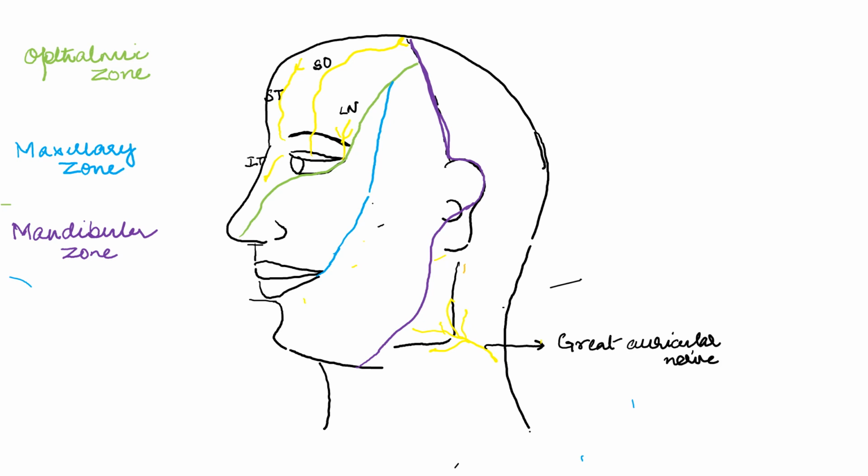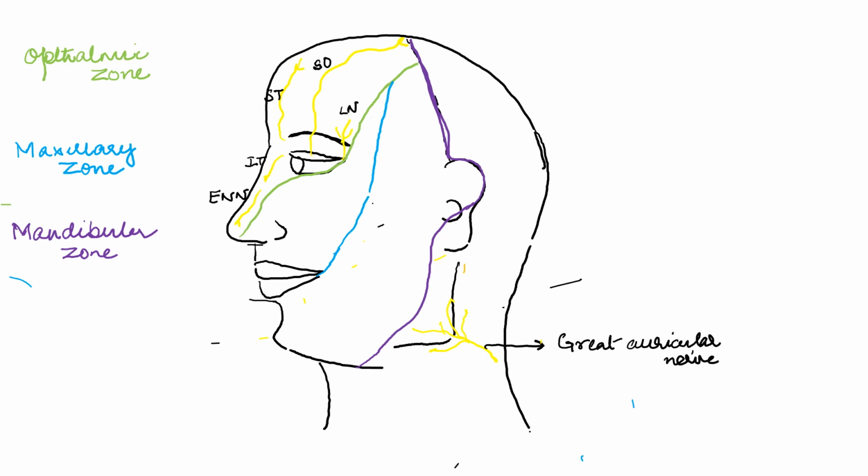All these are branches of the ophthalmic division, the terminal branches of the ophthalmic division, and the remaining part of the bridge of the nose and the tip is under the innervation of the external nasal nerve. Okay, this is how the divisions of the ophthalmic nerve are supplying the ophthalmic zone.